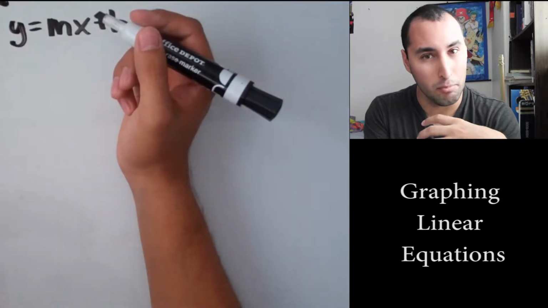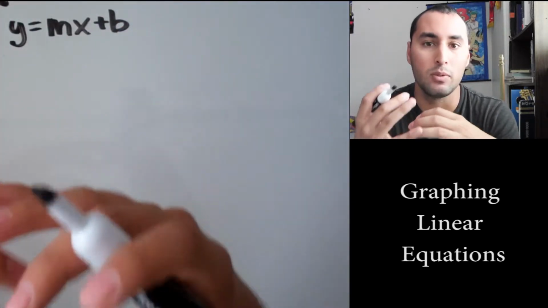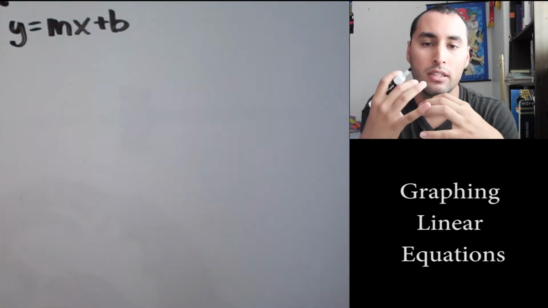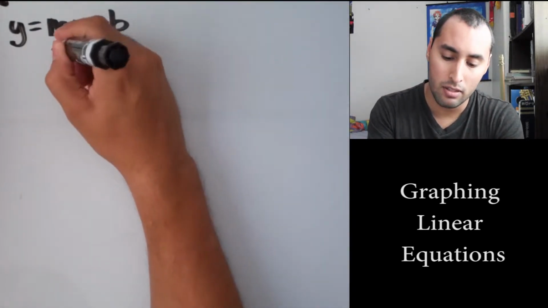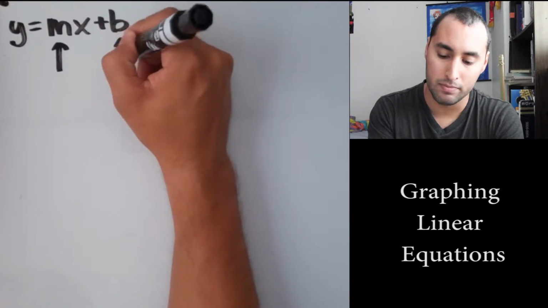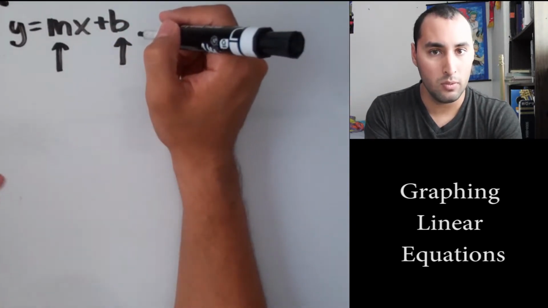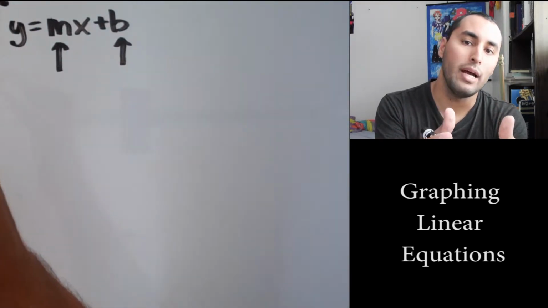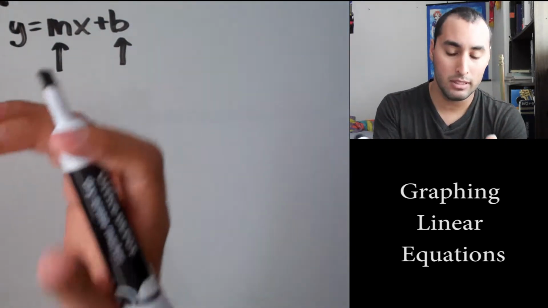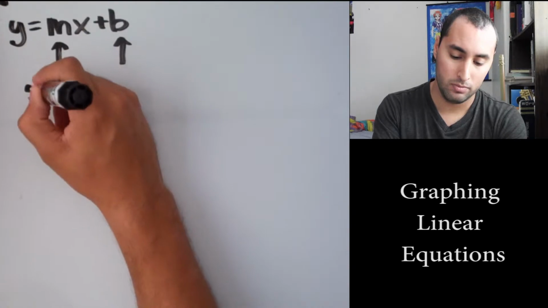Okay, but what is important here, what really distinguishes a line from other things, is this m and this b. Okay. Now we need to know what these two things mean, right? So m stands for slope.